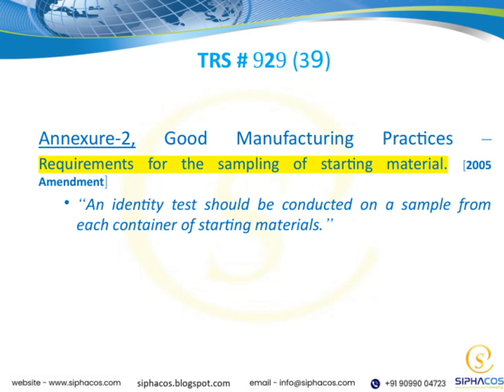Also, you'll notice the reference to TRS 929, 39, indicating a specific guideline or regulation that supports this requirement. Overall, this requirement emphasizes the importance of thorough sampling and testing at the very beginning of production, aligning with our overall goal of ensuring consistent quality and compliance in our manufacturing practices.